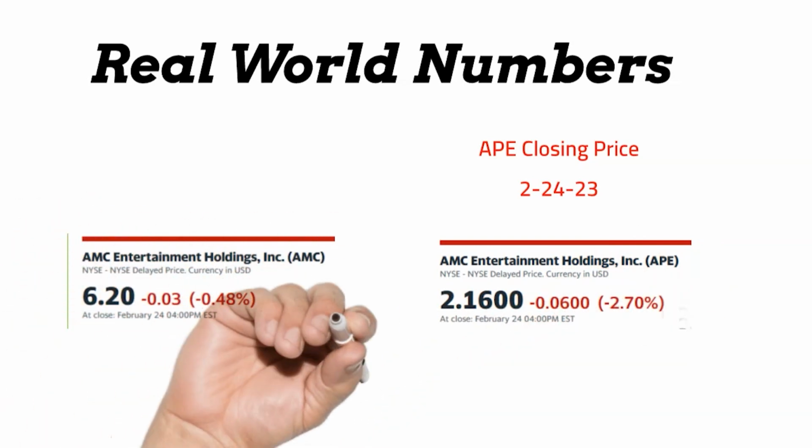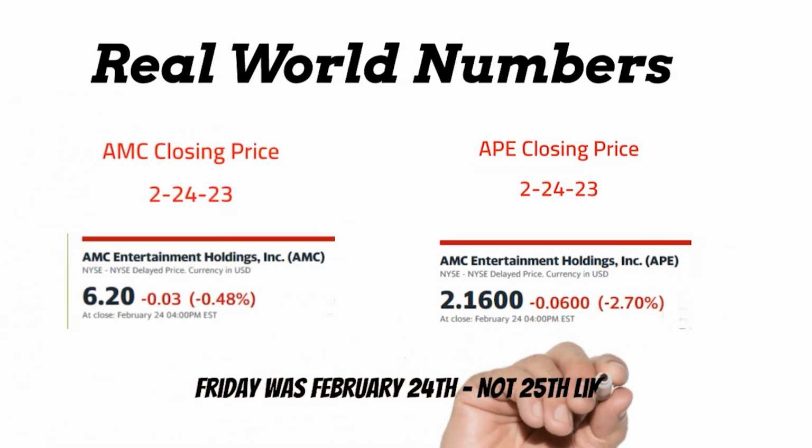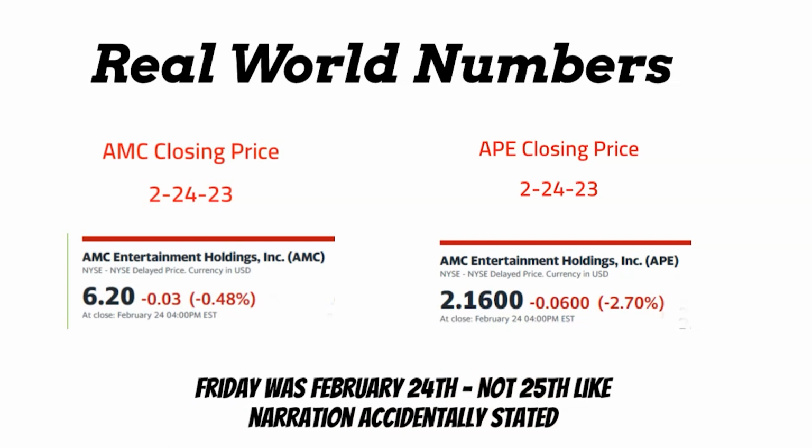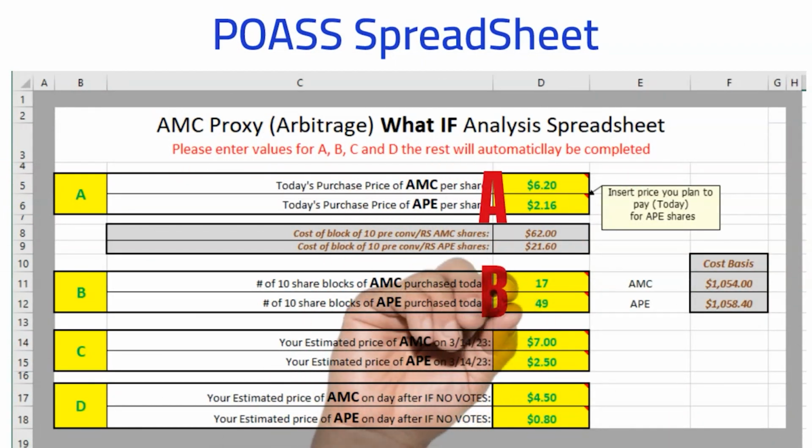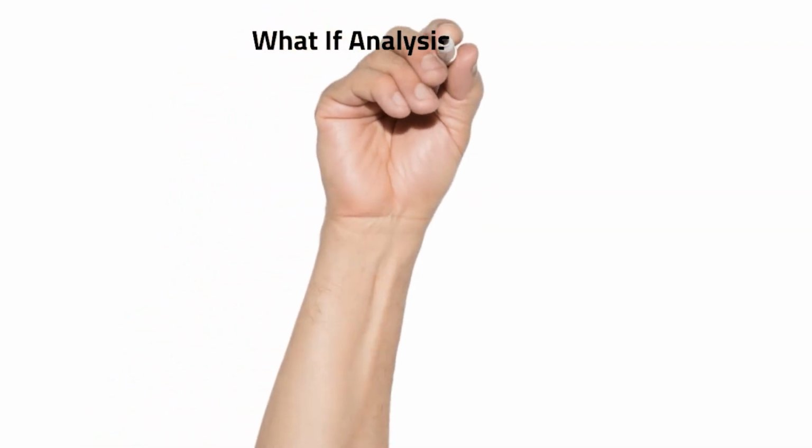I will be using the APE and AMC closing trading prices from Friday, February 25, 2023, the most recent data available, as my input for the A section of the spreadsheet. For the B section of the spreadsheet, it is expecting you to put the number of 10 share blocks you would like to purchase today at the price entered in the A section.